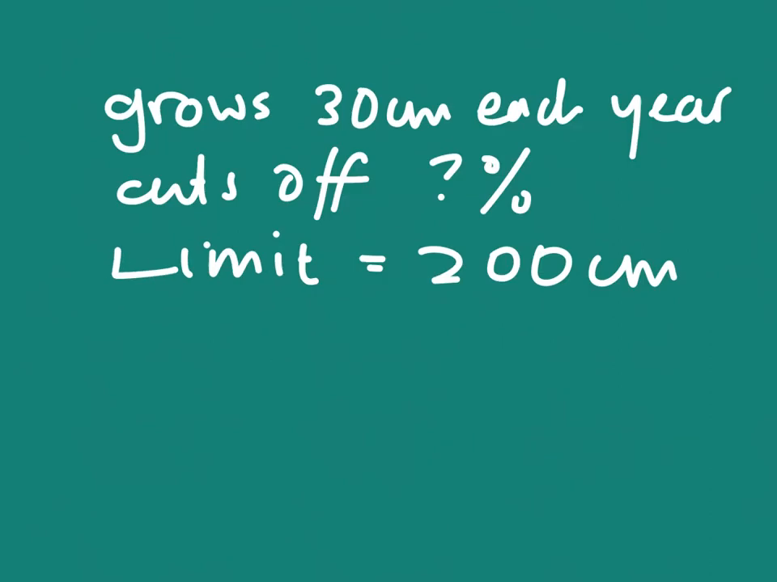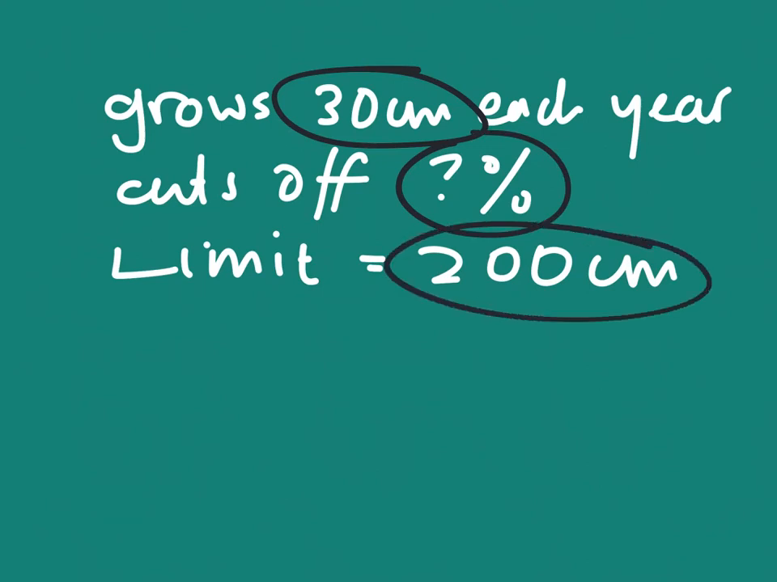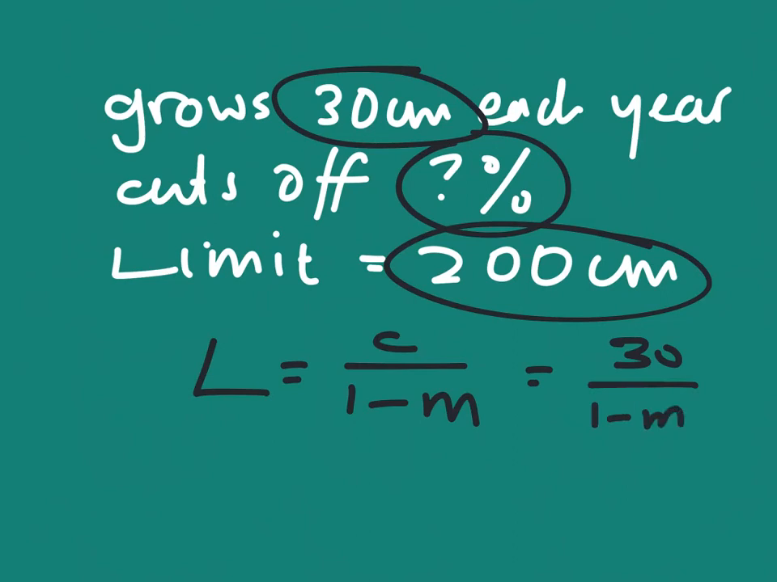Number 5, Mr. Smiley. Well, his plants grow at 30 centimetres a year. We don't know how much is cutting off, but we do know that it's not allowed to go above 200. So limit is c over 1 minus m. C is how much he's adding on each year, which is 30. 1 minus m is how much he's cutting off, and we know that's got to equal 200. So if you just solve that, you'll get m equals, and you can work out how much he's cutting off.